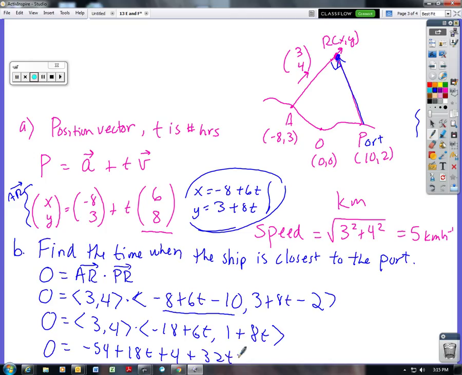Then I cleared out some space on the top there where we can continue. We've got -54 and +4. We've got 18t plus 32t, which is 50t. And this is very nice because then we'll see that you can get t equals 1. And the units for that are hours. Okay.